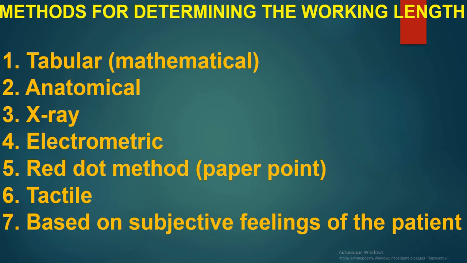Methods for determining the working length. First, tabular, mathematical. Second, anatomical. Third, X-ray. Fourth, electrometric. Fifth, red dot method, paper point. Sixth, tactile. Seventh, based on subjective feelings of the patient.